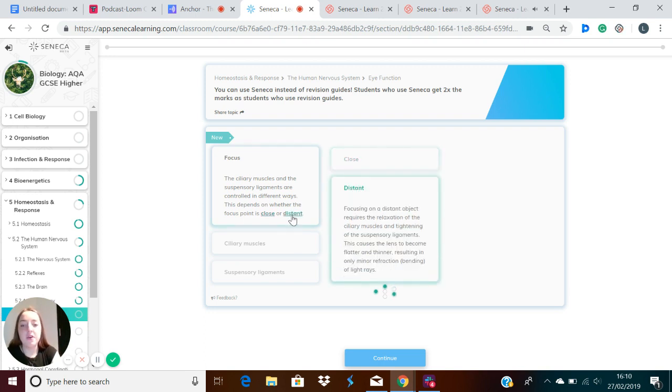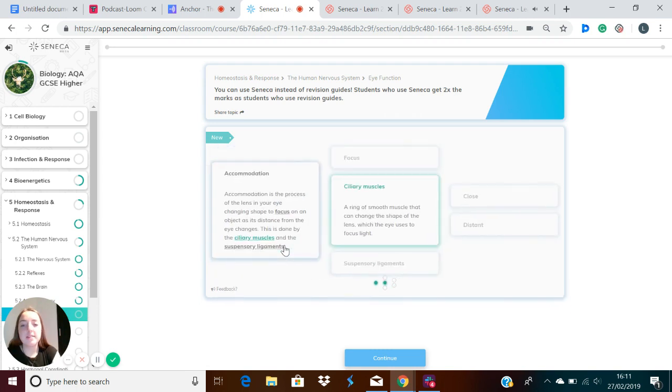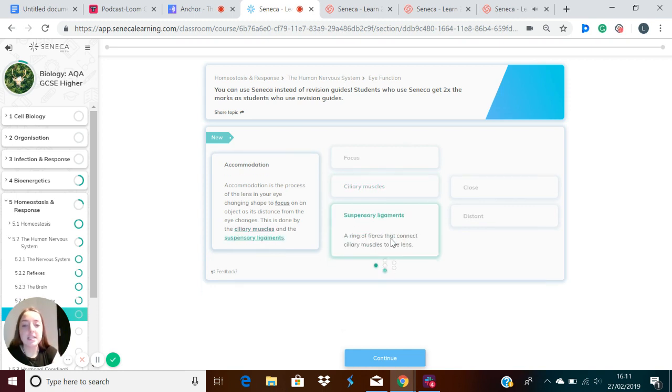If the focus is distant, this will require the relaxation of the ciliary muscles and the tightening of suspensory ligaments. This causes the lens to become flatter and thinner, resulting in only minor refraction, so there's less bending of the light rays. The ciliary muscles are a ring of smooth muscle that can change the shape of the lens through which the eye focuses light. And the suspensory ligaments are a ring of fibers that connect ciliary muscle to the lens.